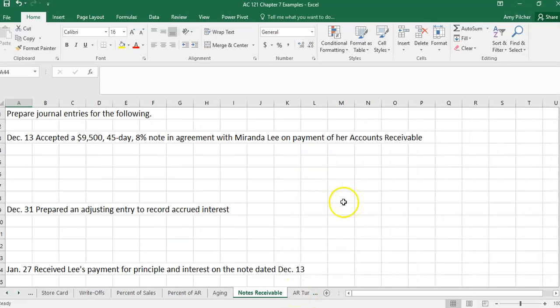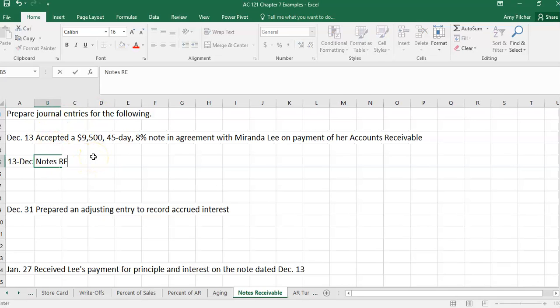This example looks at several different transactions related to notes receivable. So we have a company and we offer notes receivable in payment of overdue accounts receivable accounts. On December 13th, we accept the $9,500 45-day 8% note in agreement with our client in payment for her accounts receivable. So we're going to record a notes receivable debit of $9,500 and we're going to credit her account receivable.